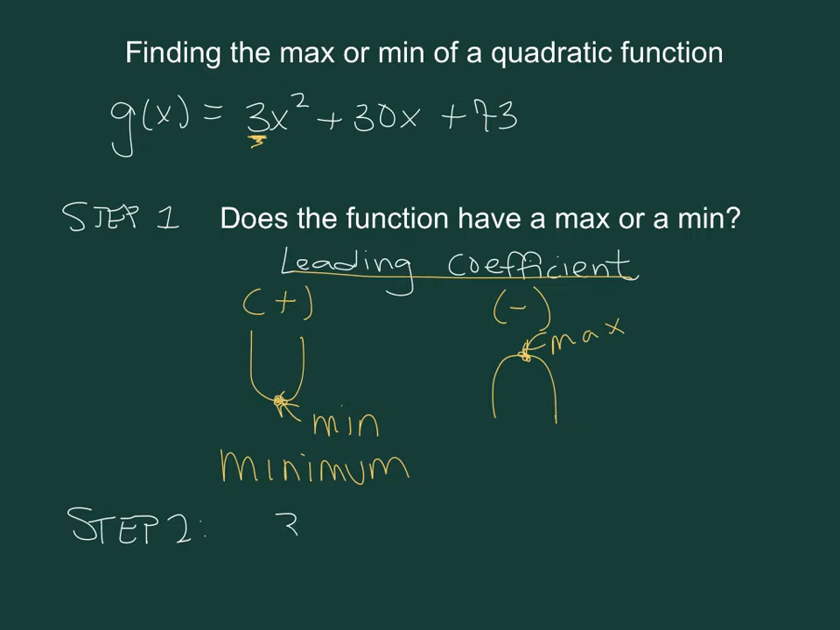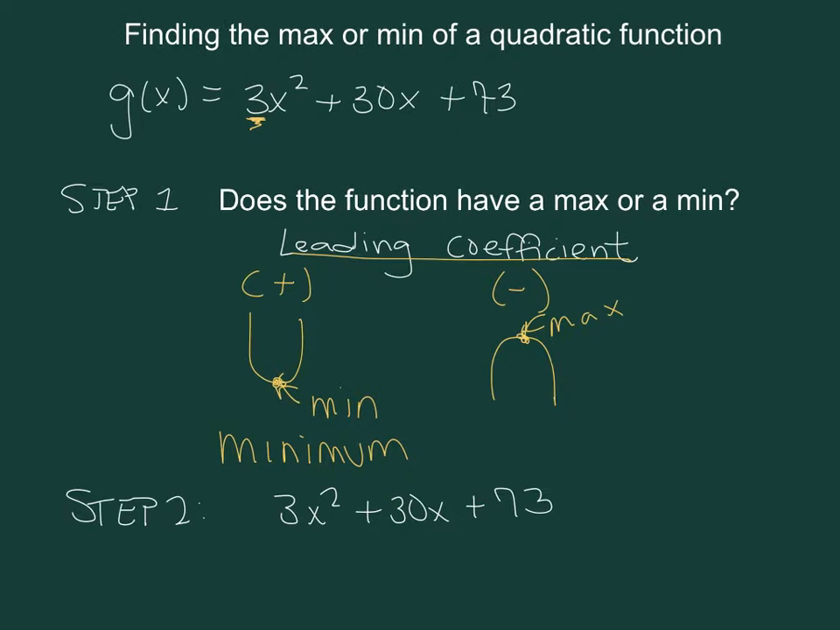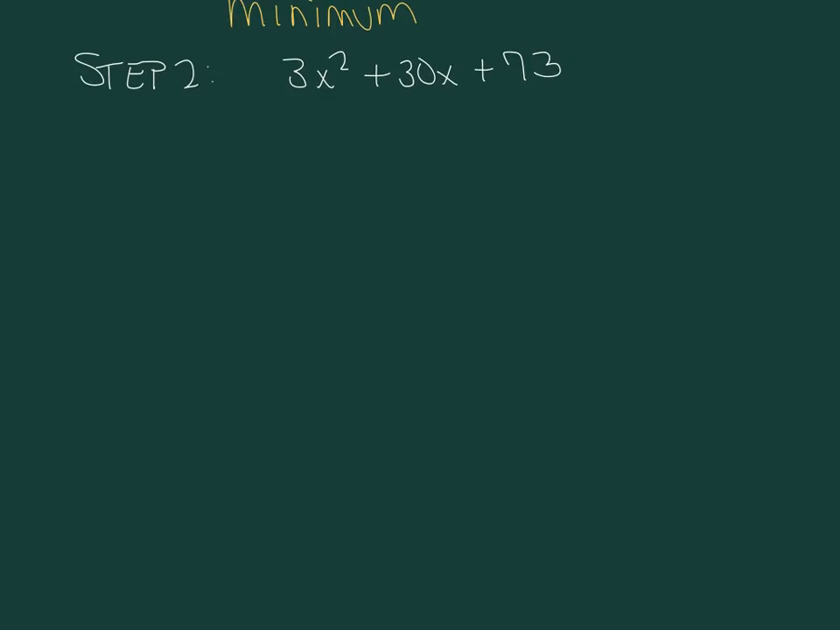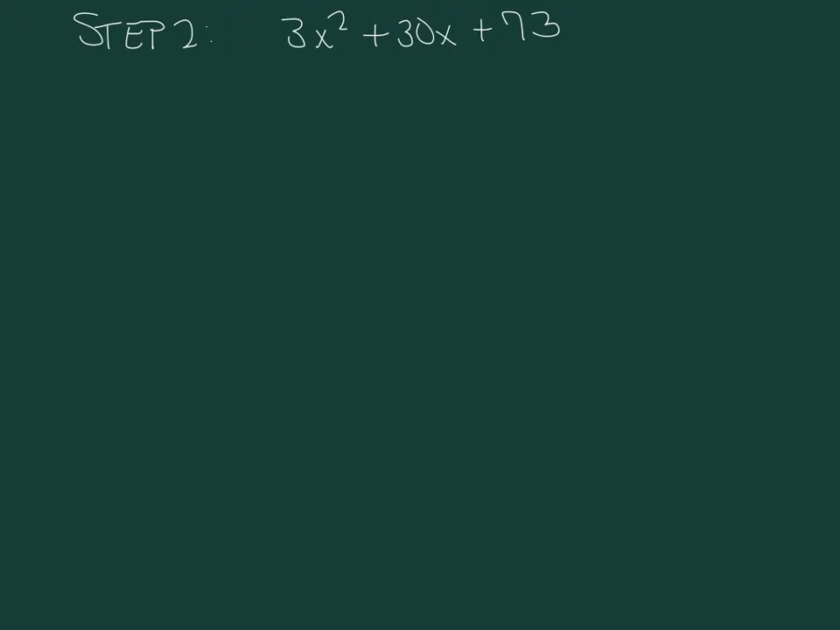Let's move on to step two. And let me just rewrite the equation: 3x squared plus 30x plus 73. Okay, step two. It doesn't matter what order this goes in, you're always going to answer this question next. This is the next question you're going to answer: where does the min or max value occur?